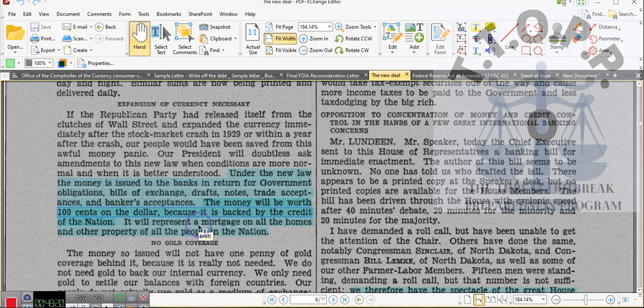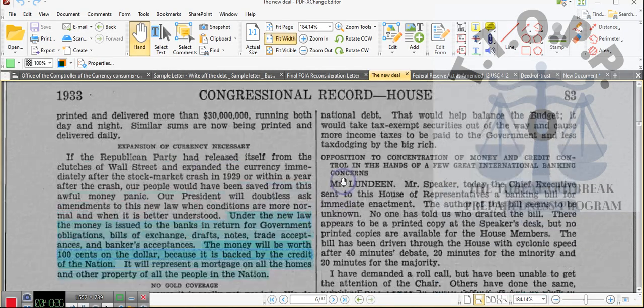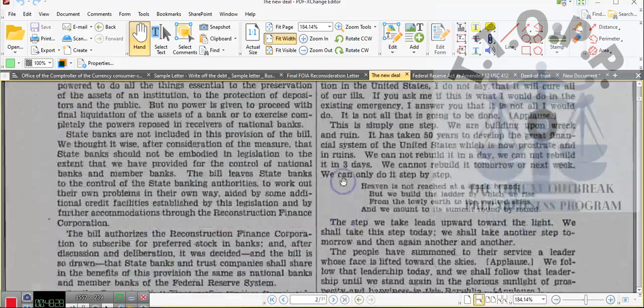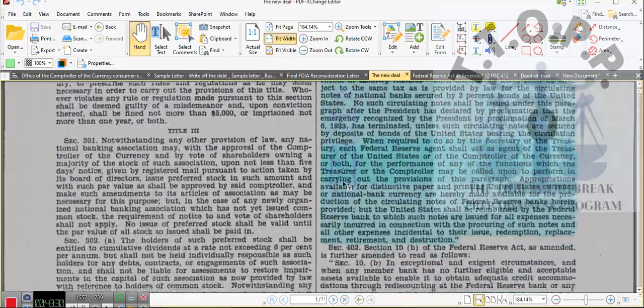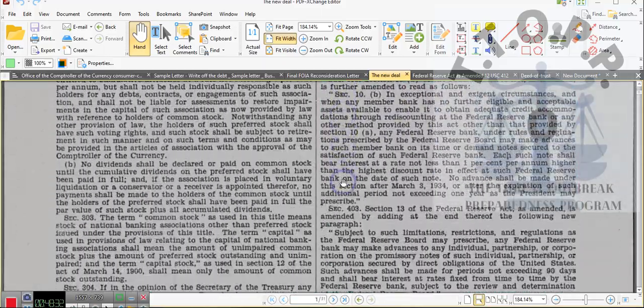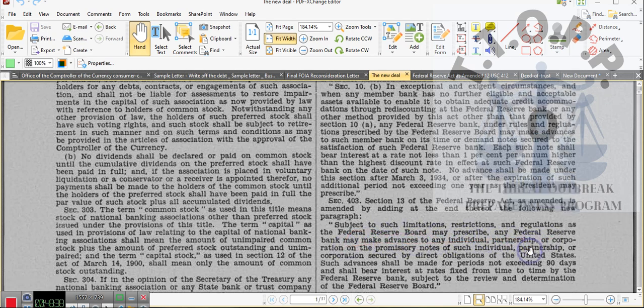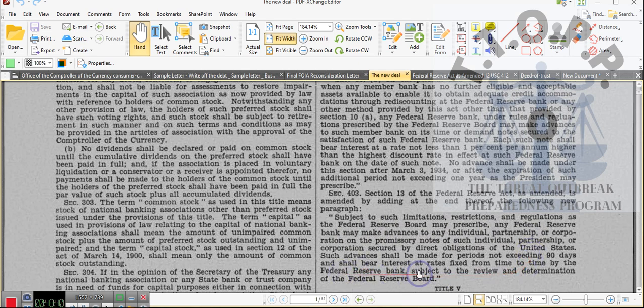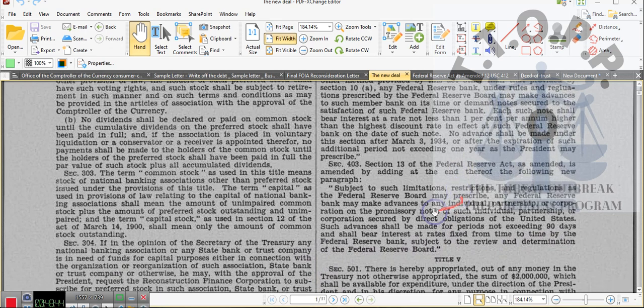Wait, you didn't get that? You gave up your gold to be able to have this, but remember, they can require additional securities. You go back and read 412. The banks can require additional securities. It says it right here. May prescribe, the Federal Reserve Bank may make advances to individuals, not to exceed blah, blah, blah, and subject to review and determination by the Federal Reserve Board. This is that section of 412.